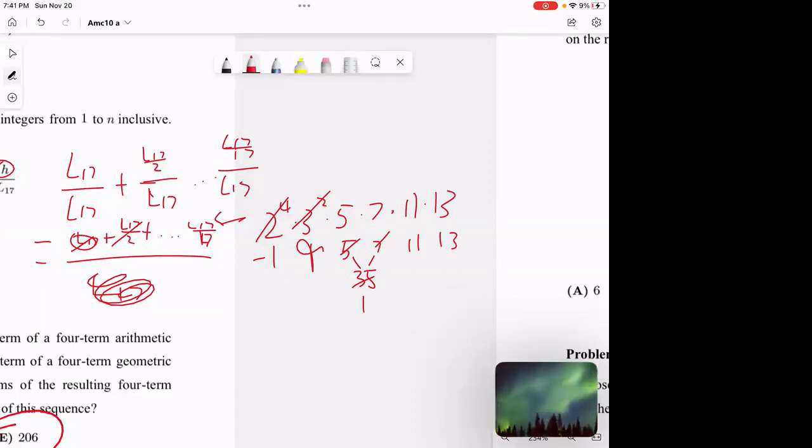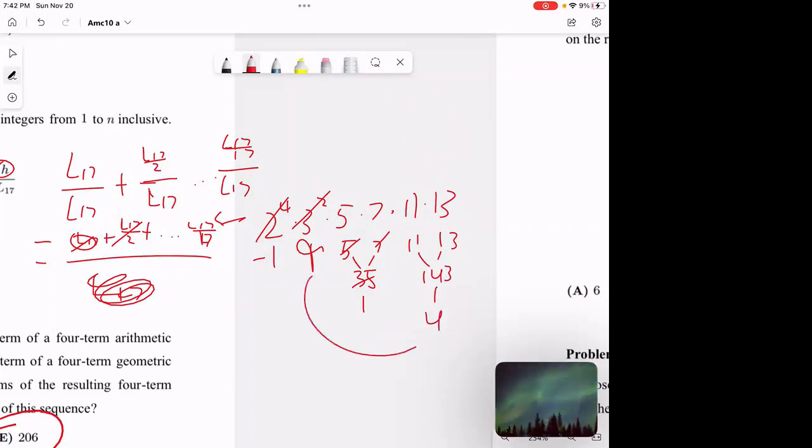That is equal to, let's see, 143. 143 over 17. 143 mod 17. Let's see, 17 times 7 is 139. So that's 4 mod 17, right? Oops. 143, which is just equal to 4 mod 17.